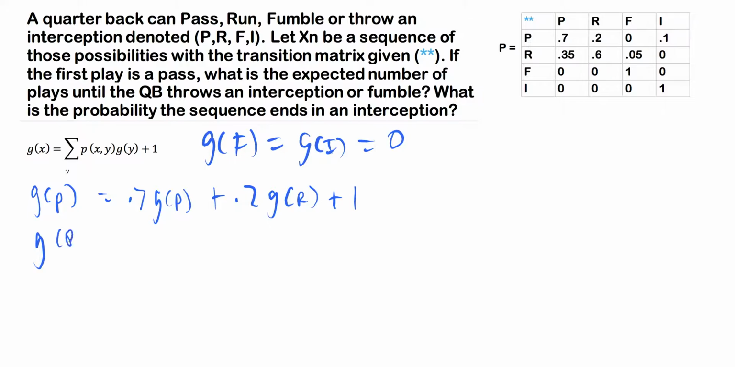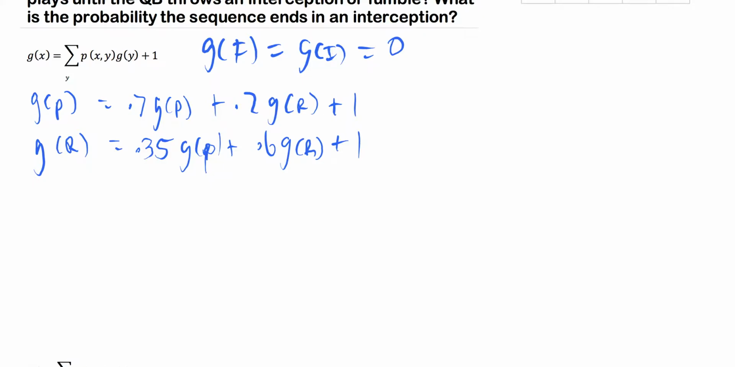Now, g of R equals 0.35 g of P plus 0.6 g of R. And again, g of F and g of I equal 0, so I'm going to leave those out, plus 1. Now what we have is a system of linear equations with two equations, two unknowns, so it's pretty simple. I will post a video to attach. It's a little bit tedious, not too bad with two unknowns, but I'm not going to do it now. There's a lot of good videos on YouTube. Later on I will attach one. But you can check this at home: g of P is going to equal 12. So the expected number of plays starting with a pass to end the sequence, i.e. getting to a fumble or an interception, is going to be 12.